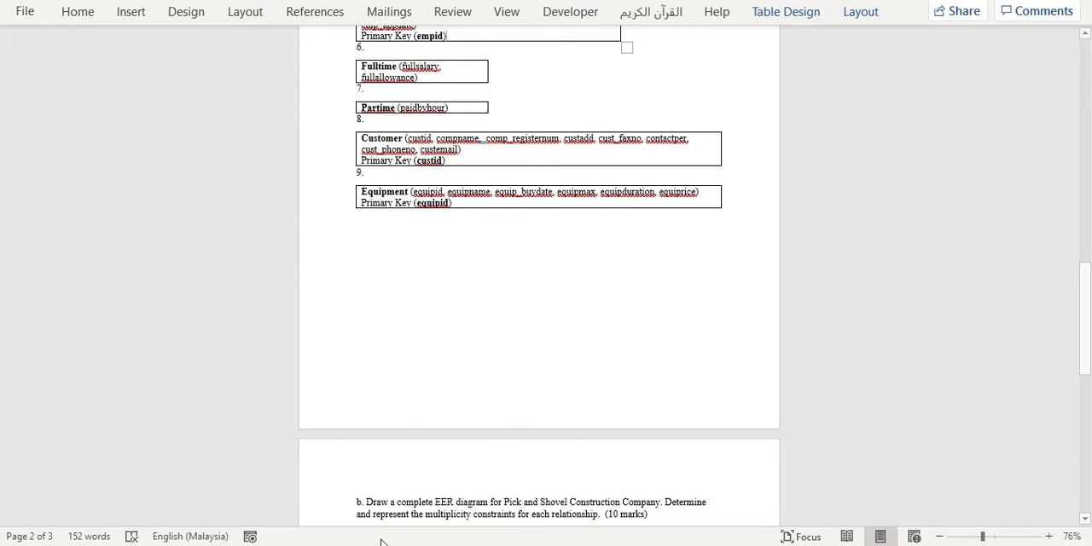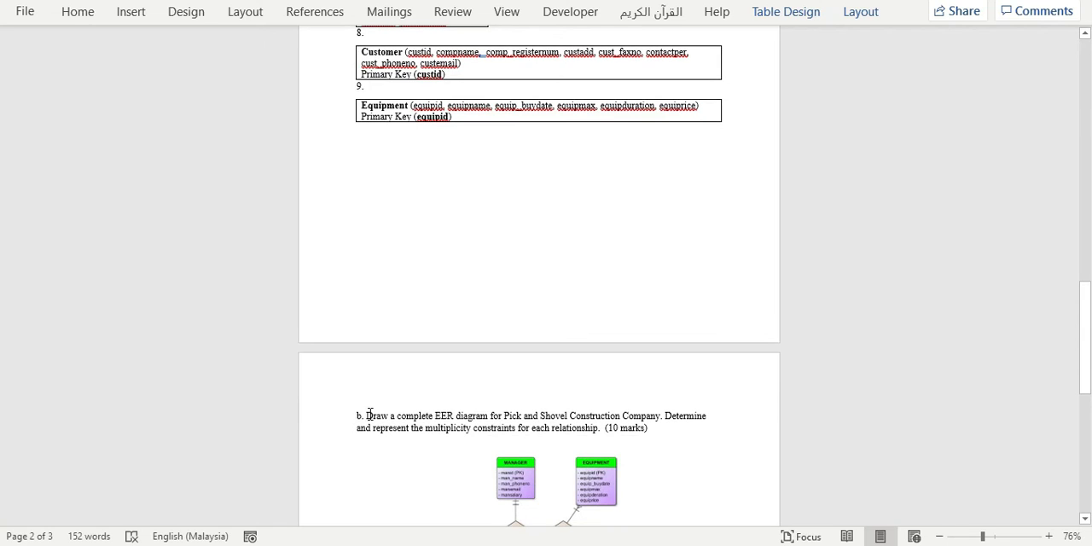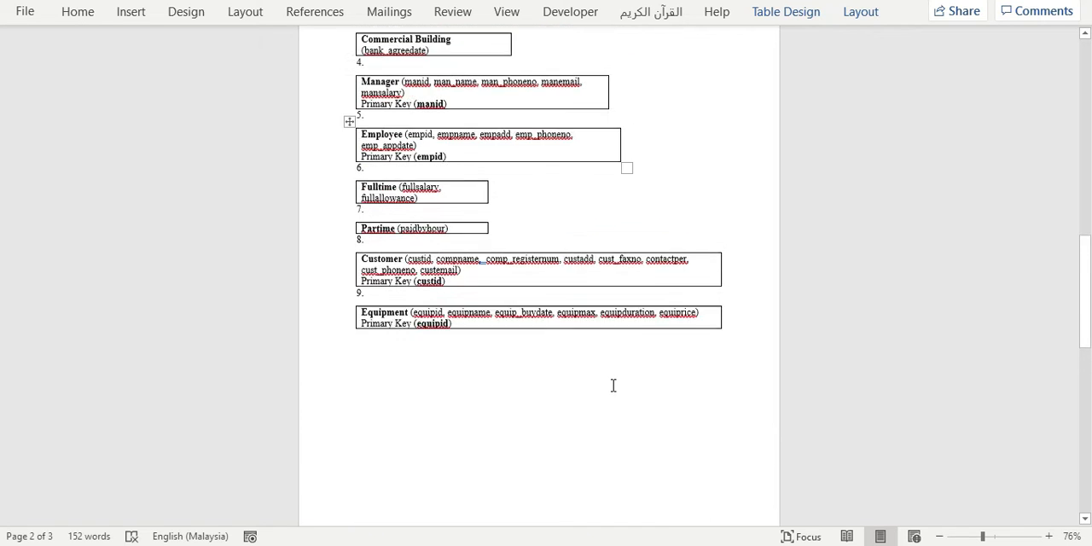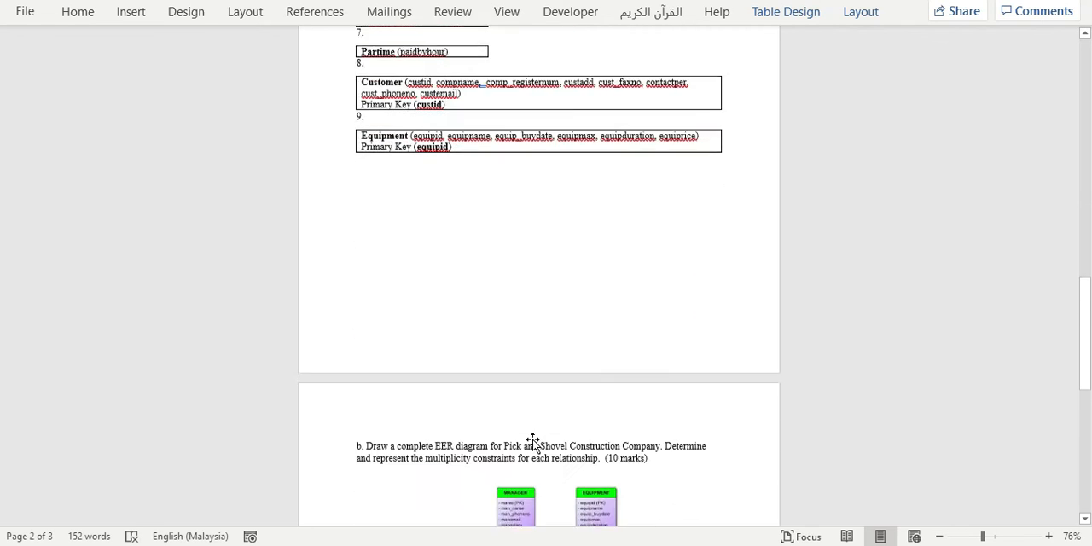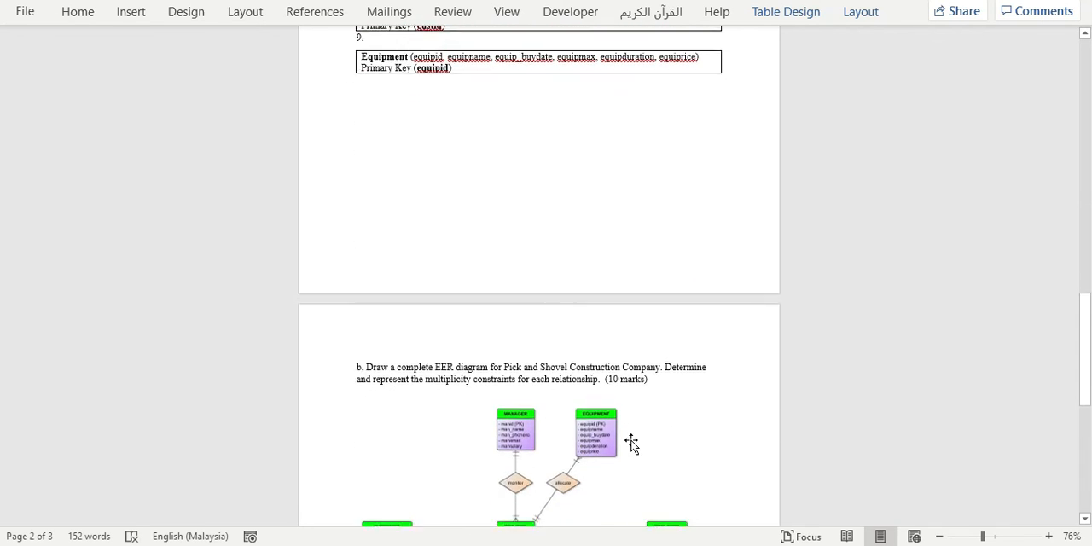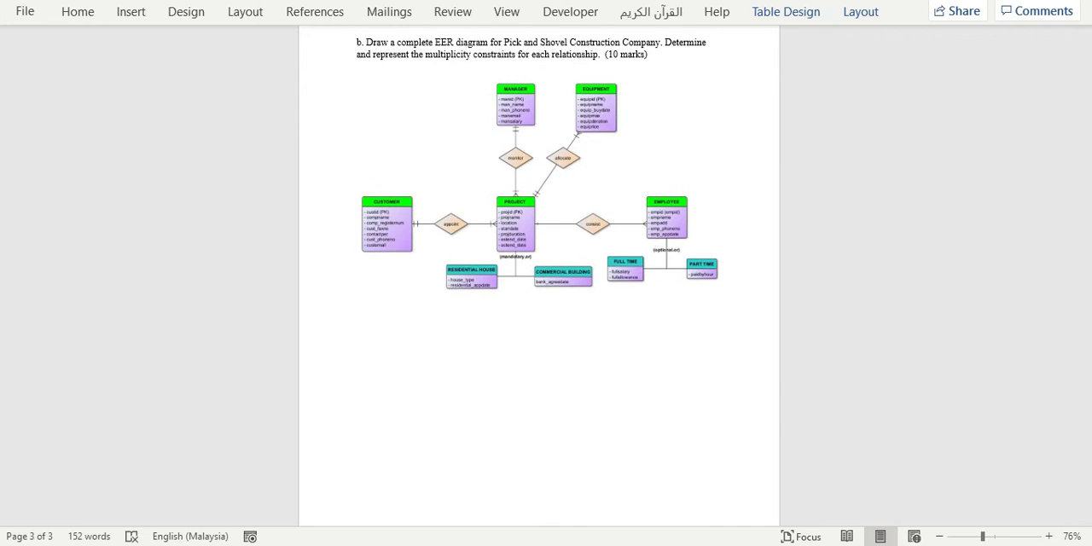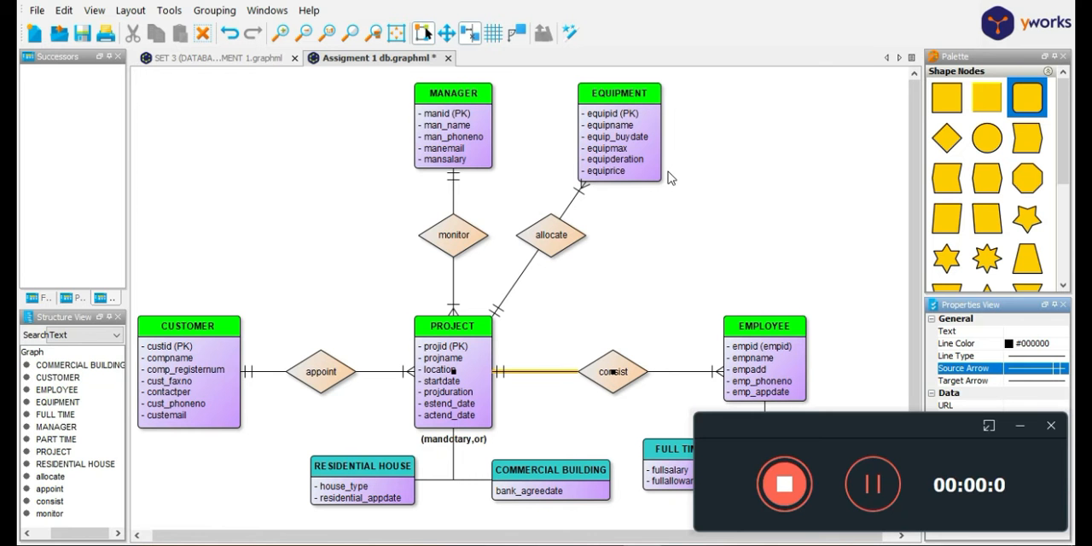For the second question, the last question, I need to draw the EERD diagram for the Pick and Shovels Construction Company and determine the multiplicity constraints for each relationship. That means I need to put the subclasses in the ERD with the multiplicities. Okay, here is my EERD diagram.